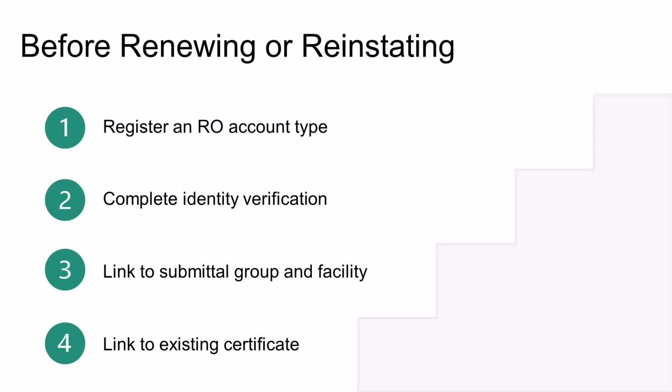Please keep in mind that in order to renew or reinstate your certificate, you must first set up your RO account, complete identity verification, and establish links to the Wastewater Operator Submittal Group, your facility, and to your existing certificate as described in the Account Registration and Setup User Guide and Training video.